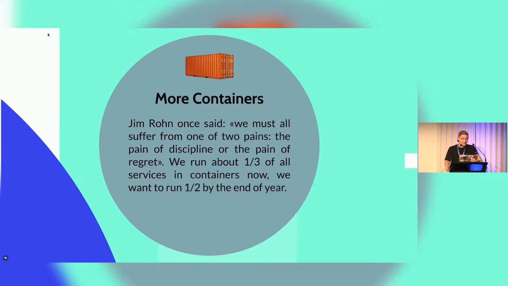So right now we have about a third of all the services in production in containers. This move started, I think, a year ago, or a year and a half ago. Before that, there were actually no containers at all. And we want to have about half of production in containers by the end of the year.